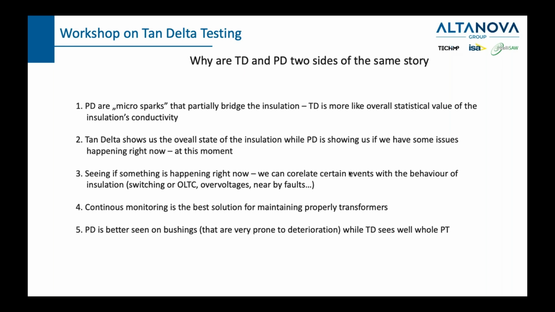And the last point, PD is better seen on bushings, which are very prone to deterioration. So when we test a transformer for PD and TD, we put our sensor on a bushing, because the most sensitive parts are those bushings. And if you find a PD there, you would want to be the closest possible to the part of the transformer which is the easiest to damage. So this part of the transformer is the most delicate one, and since it's the most delicate one, it needs to be properly maintained and monitored. And when the measurement is done, you have to measure exactly there.